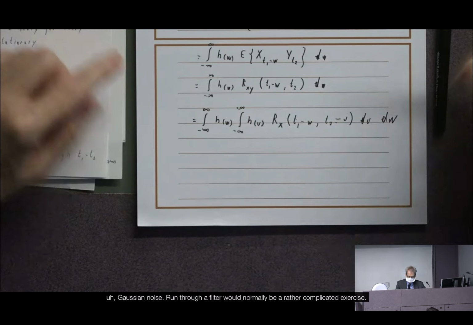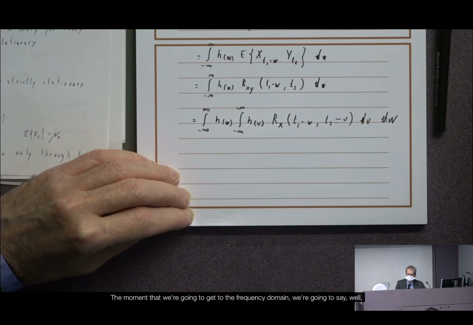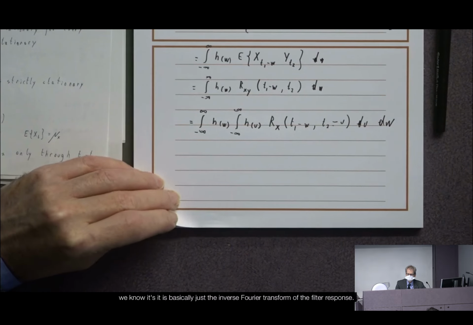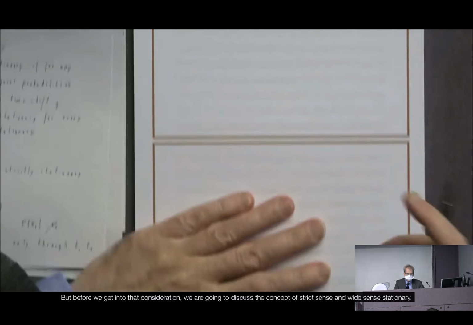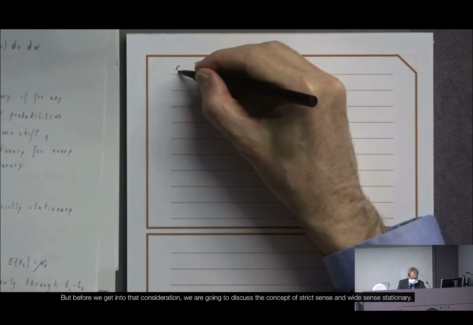Just the question of what is the autocorrelation function of simple additive Gaussian noise run through a filter would normally be a rather complicated exercise. The moment that we go into the frequency domain, we can say, well, we know it's basically just the inverse Fourier transform of the filter response. And so these things become much easier there. But before we get into that consideration, we are going to discuss the concept of strict sense and wide sense stationarity.